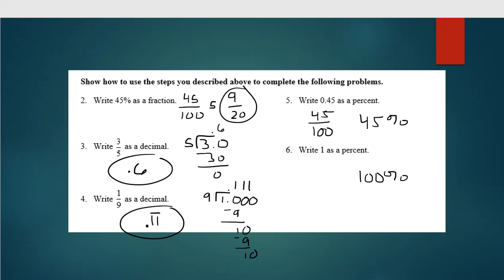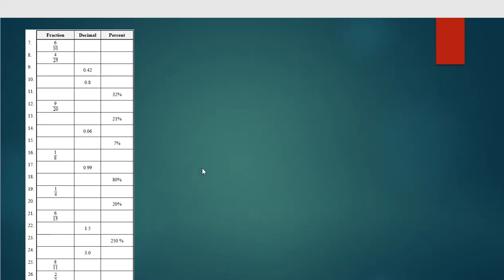Okay. Now you are ready to do your first assignment. So I want you guys to take out a piece of paper. You can use the one that you've already been working on. And I want you to do all of the questions here. You are changing either a fraction to a decimal and percent, or a decimal to a fraction and percent, or a percent to a fraction and decimal. So in this class, I want you to easily be able to go back and forth between the different versions of the same number. Okay? So with that said, go ahead and push pause, work on this assignment, and then push play, and I will correct the assignment with you.